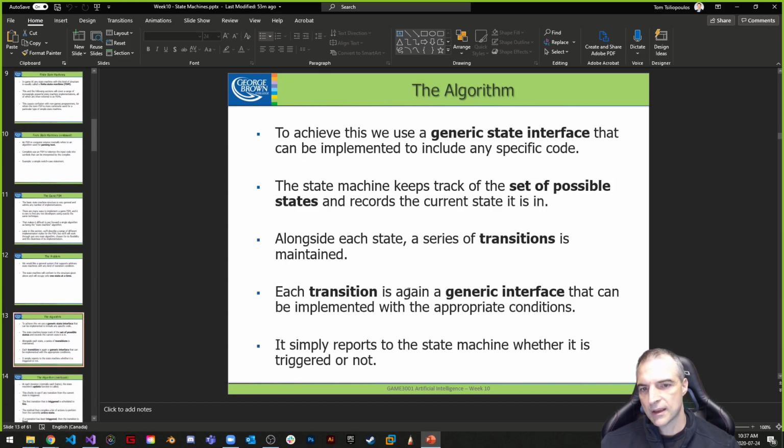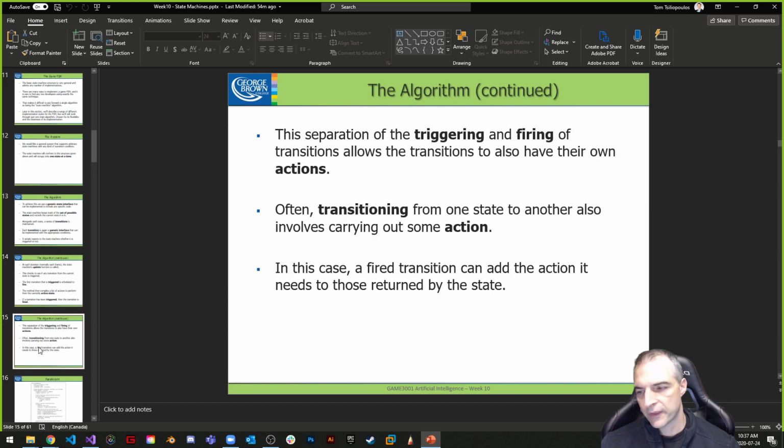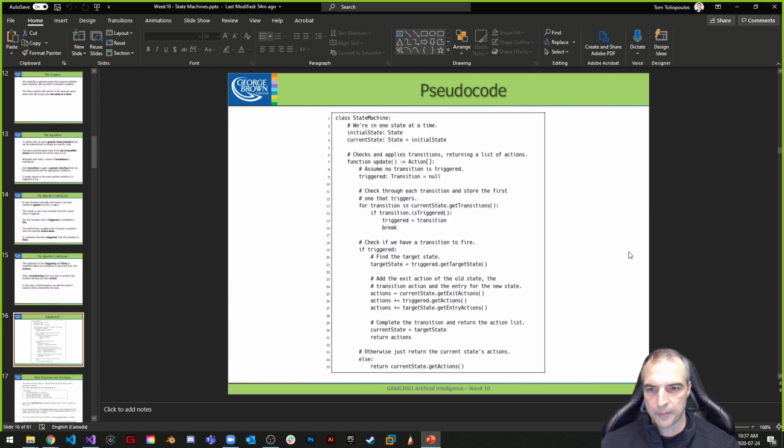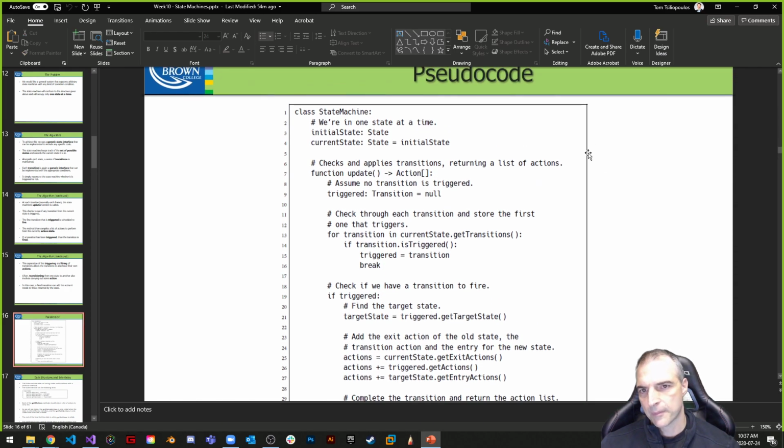So when it comes to the algorithm, I'm just going to go into it right now. One thing that they have is an update, and the update gets checked every frame. Again, we have something called an initial state, which is of type state. We're going to get into this more in the lab portion, but I want to talk about it a little bit because this is the base algorithm for the entire state machine.